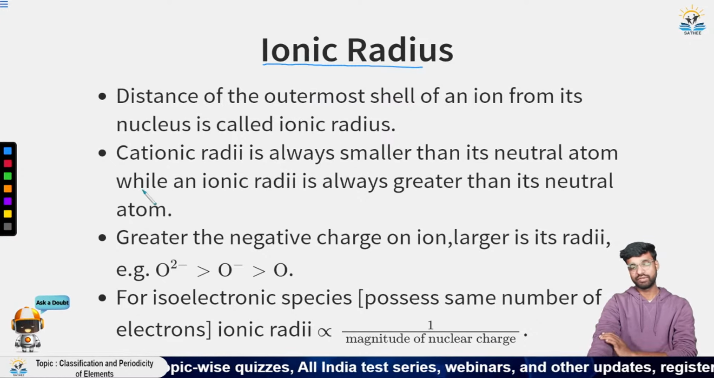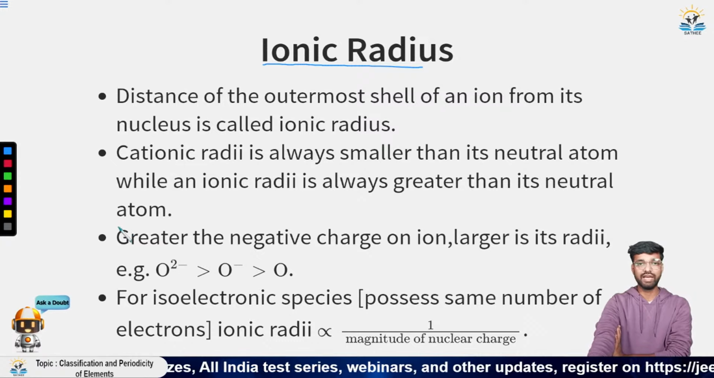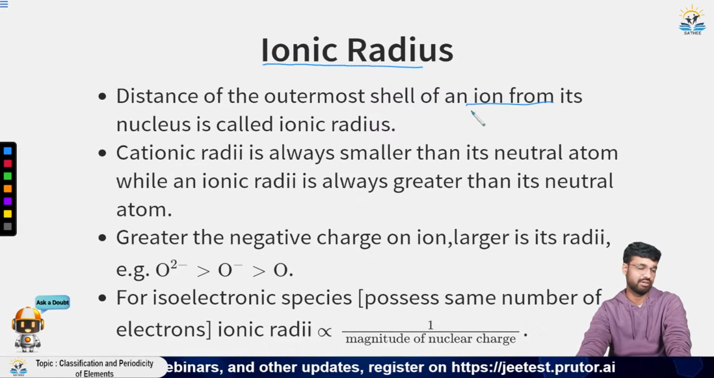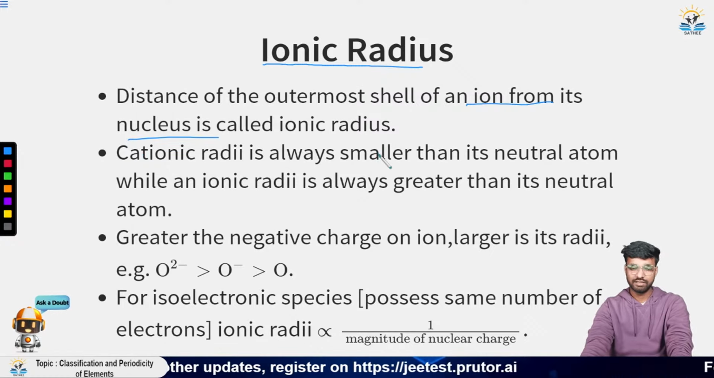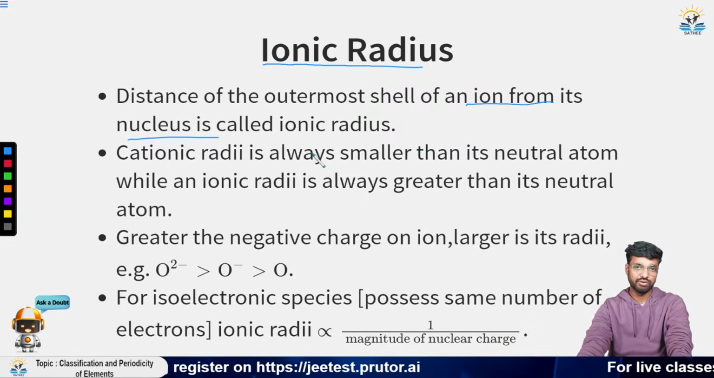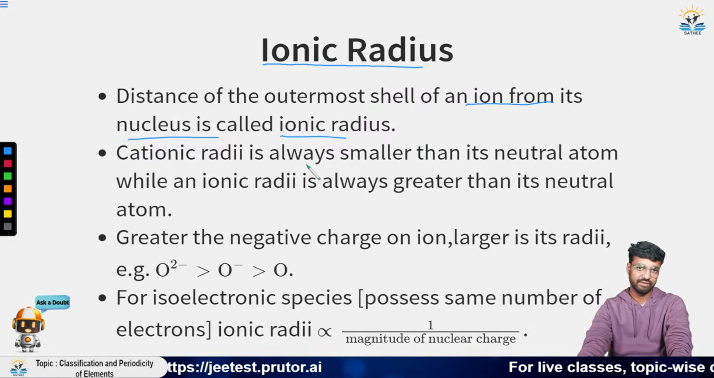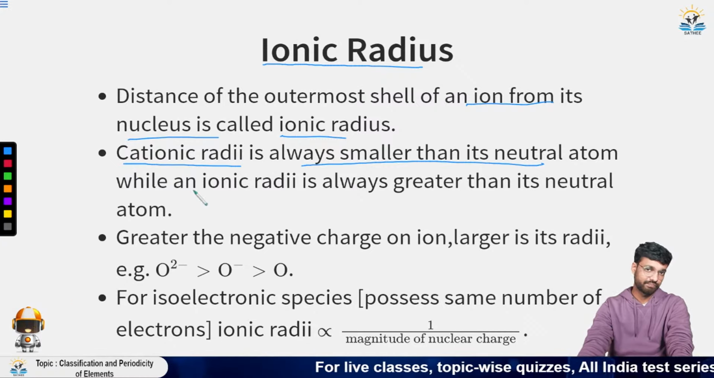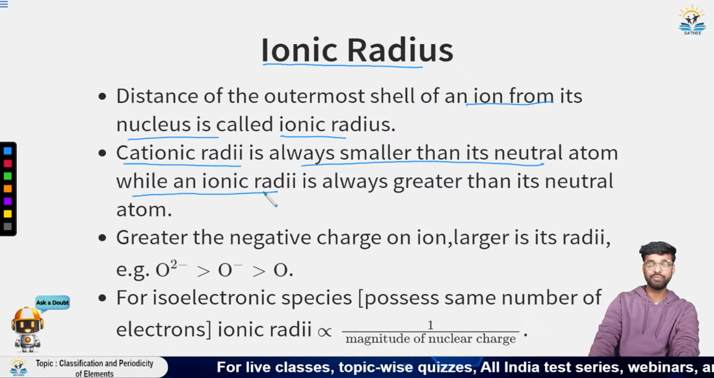Similarly, we have covalent radii, and we also have ionic radii. It is the distance of the outermost shell of an ion from its nucleus. So it is very simple to remember. It is the distance of an ion from its nucleus to the outermost shell, that is the ionic radii. Now, cationic radii is always smaller than its neutral atom. This should be kept in mind.